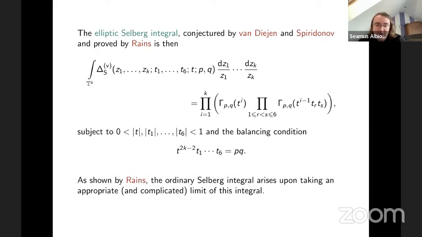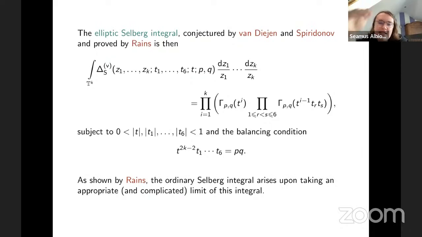Not only did Eric prove this, but I think in a different paper, actually, he showed that if you take a really clever limit of this integral, you actually get back the Selberg integral. So really the Selberg integral is contained in this. And there's one thing that kind of makes this funny, which is that I'm going to talk about an AN analog of this in a bit.